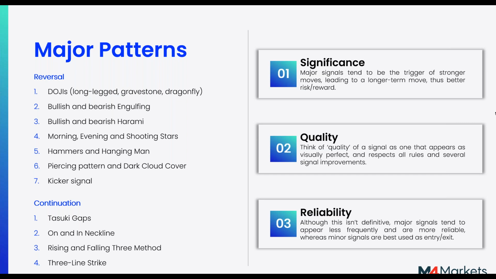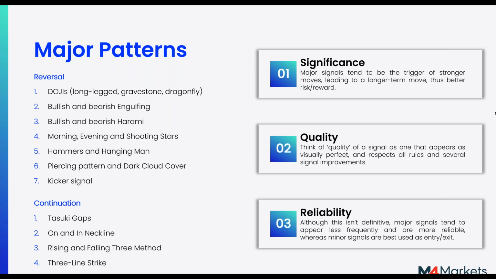And the other thing is reliability. Okay, when we're talking about reliability, and although this is not something that we should take as set in stone, major signals tend to appear less frequently and are more reliable, whereas minor signals are best used to identify potential entry and exit levels.